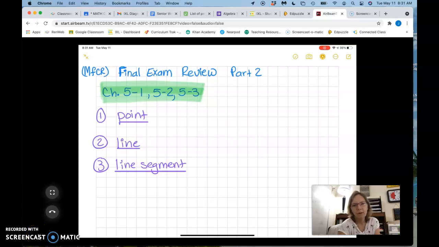All right, part 2 of our final exam review. We're going over chapter 5-1, 5-2, and 5-3. So this is our geometry chapter, and we're going to write some words down, and then I'm going to give you a picture of what they look like.